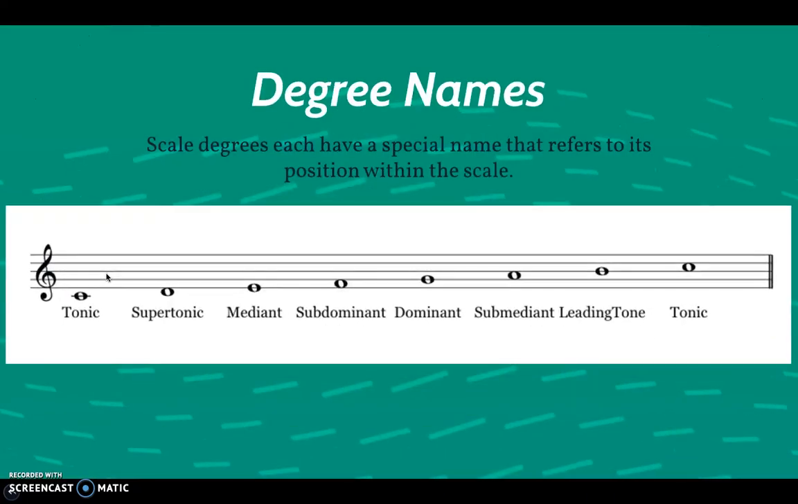Up to 8, which is the repeat or octave. Each scale degree also has a name associated with it. The first scale degree is the tonic, the supertonic is the second, the third is the mediant, leading all the way back up to the tonic again. So there again you have your octave of notes here.